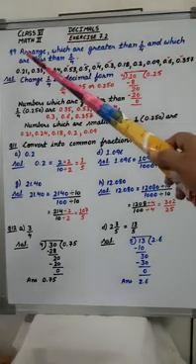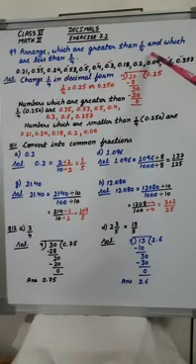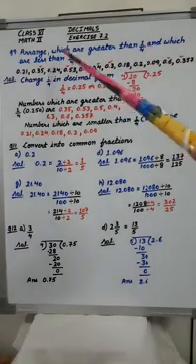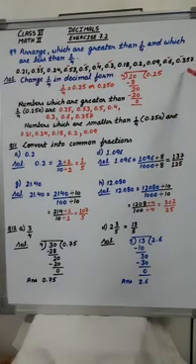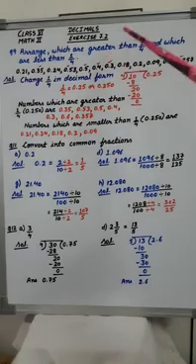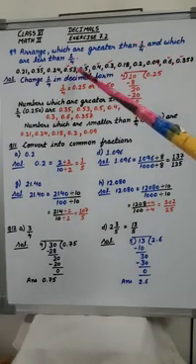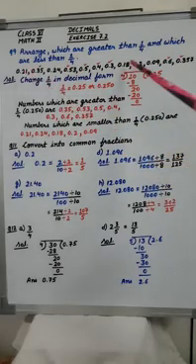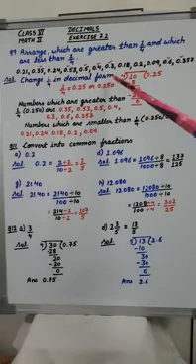Question number 9. Arrange which numbers are greater than 1 by 4 and which numbers are less than 1 by 4. Now, these are all the numbers we have to identify. Among these numbers, which of them are greater than 1 by 4 and which are less than 1 by 4. Now these all are written in decimal form. So let's convert 1 by 4 also in decimal form.